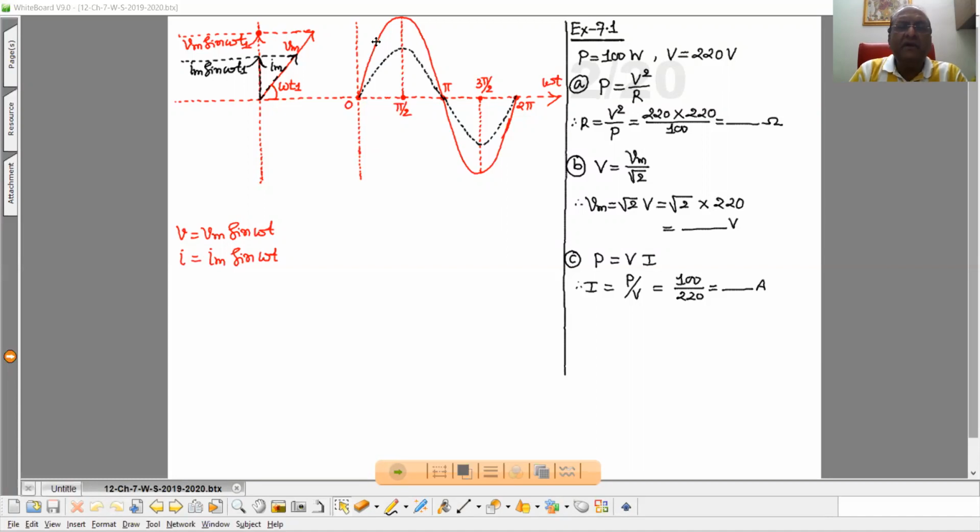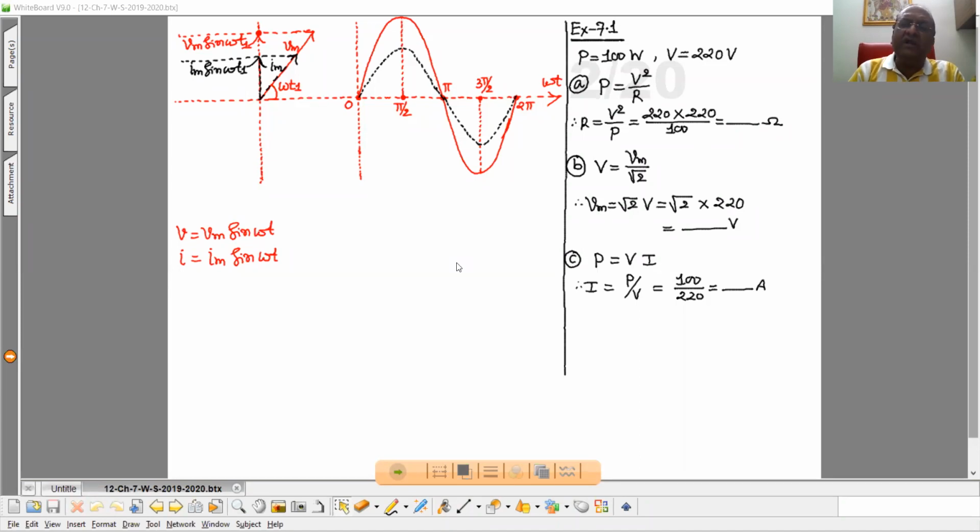Then this red graph is the sine curve, because our voltage is Vm sine omega t and our current is Im sine omega t. So this black one is the current, and this red one is the voltage versus omega t graph. Clear? Okay.